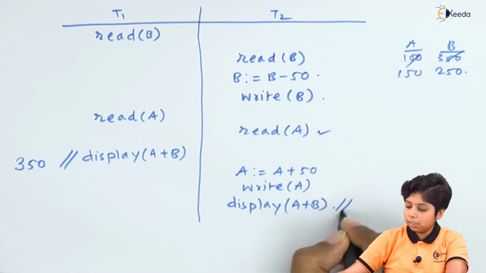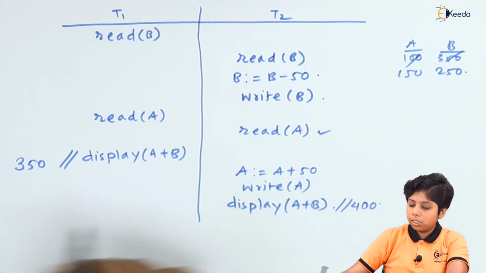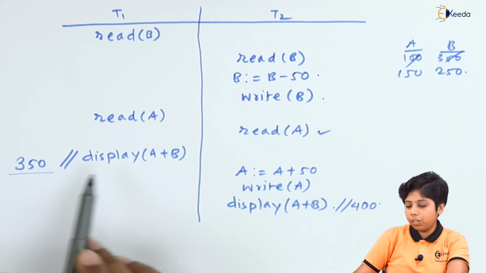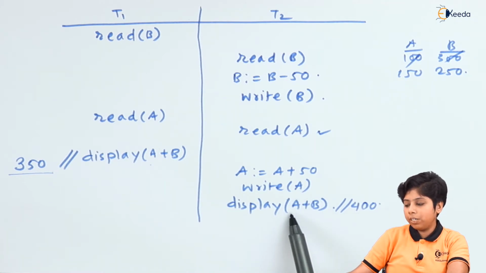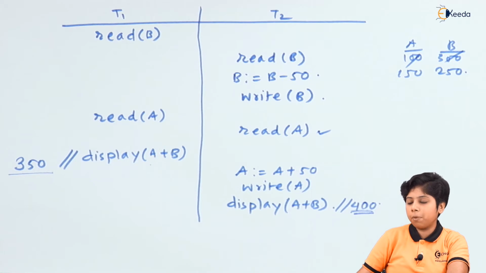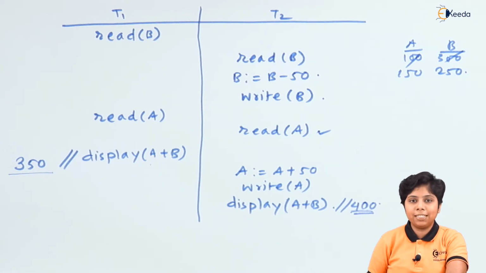So the result we are having is 400. This is an intermediate result of 350, because A's value has not been written till now, and now the written values of A and B both will come up with the result 400 in this way.